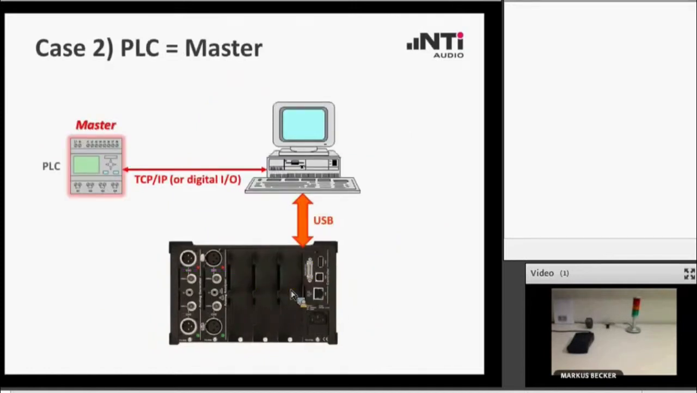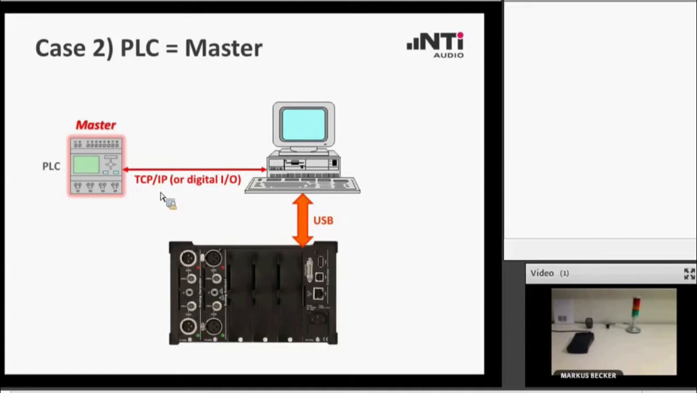The second basic system setup would again comprise the controller PC that is controlling the FX100 via USB, but now the master is an external controller, for instance a PLC or any other type of controlling computer. The communication between this master and the controller PC would typically be via TCP/IP, Ethernet, or could also be a digital I/O interface or any other kind of communication channel.